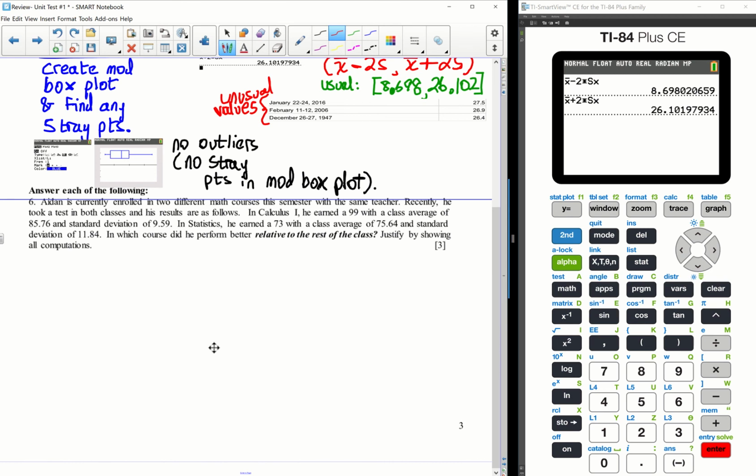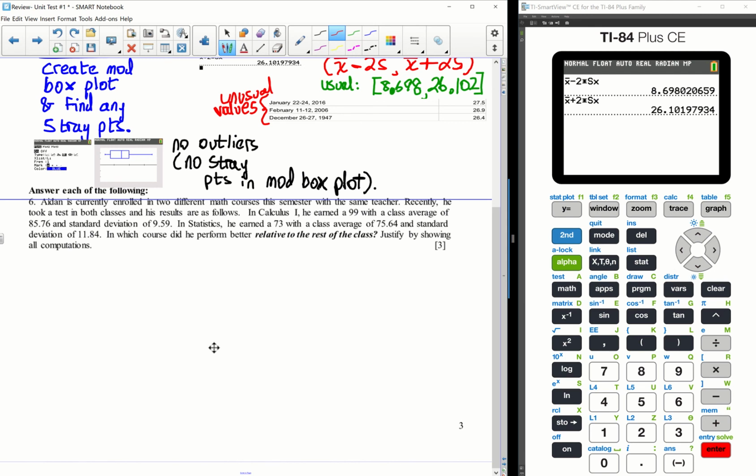Number 6 is the first instance where we move away from the given data set. Aiden is currently enrolled in 2 different math courses this semester with the same teacher. Recently, he took a test in both classes, and his results are as follows. In Calc 1, he earned a 99 with a class average of 85.76 and standard deviation of 9.59. In statistics, he earned a 73 with a class average of 75.64 and a standard deviation of 11.84. In which course did he perform better relative to the rest of the class? Justify by showing all computations.